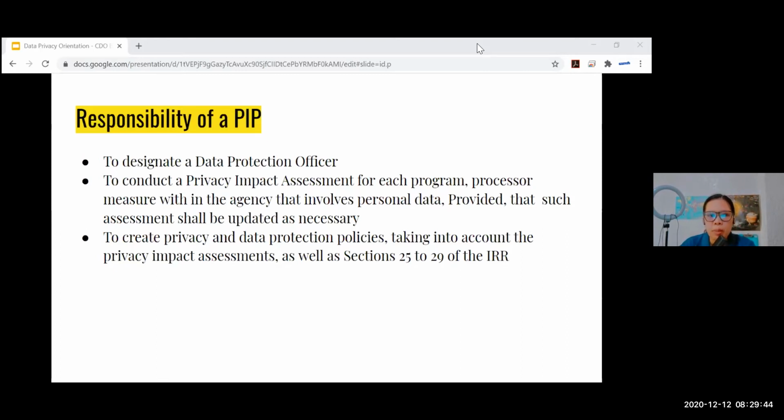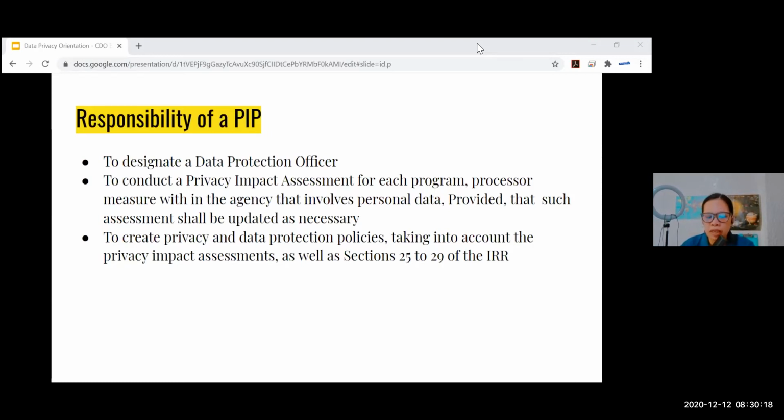There should be a privacy impact assessment, and that's also part of the pillars. Now, in the law under NPC Advisory 17-01, it states, as part of the guidelines, that when there's a new system, so bago siya nga system, we will have to create a privacy impact assessment prior to its implementation. Okay, and that is a must.